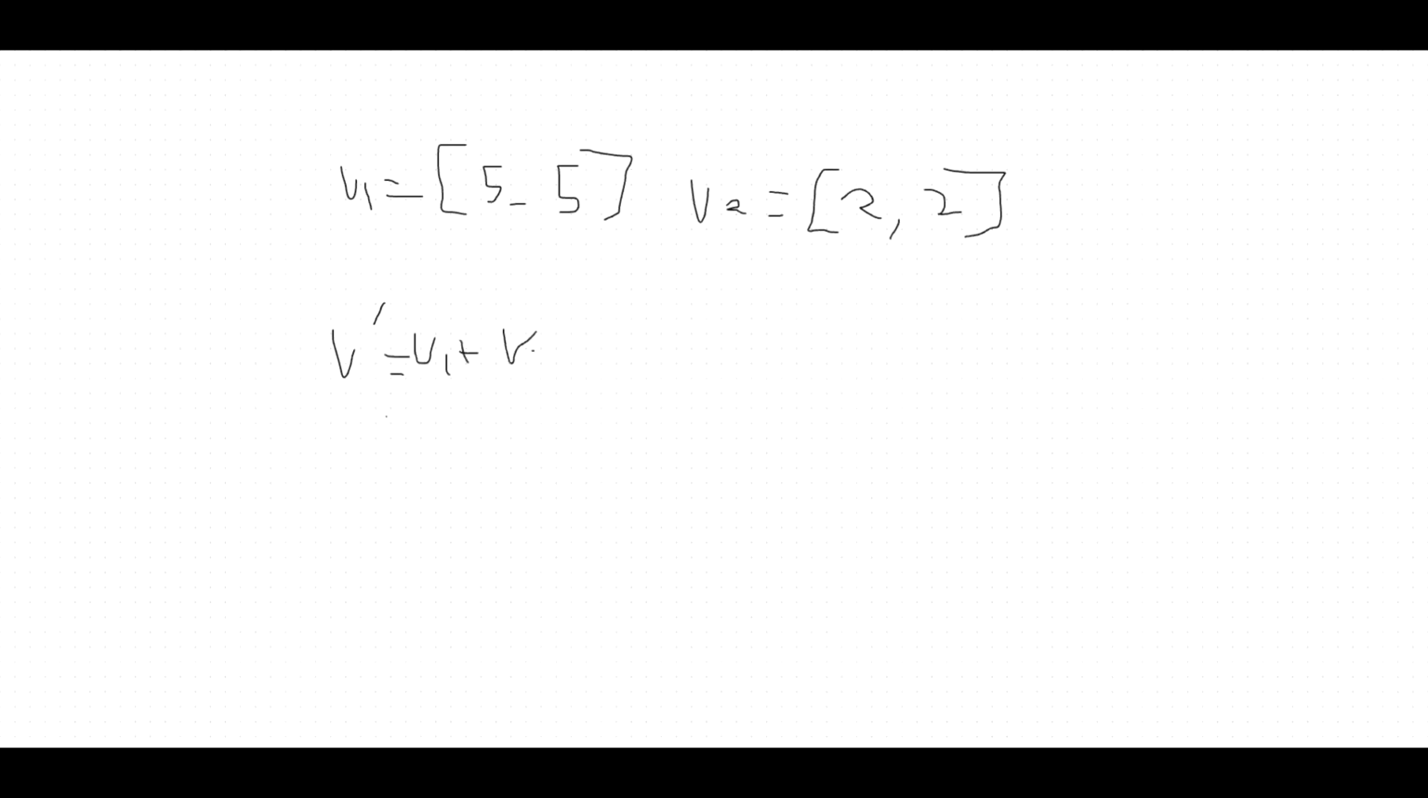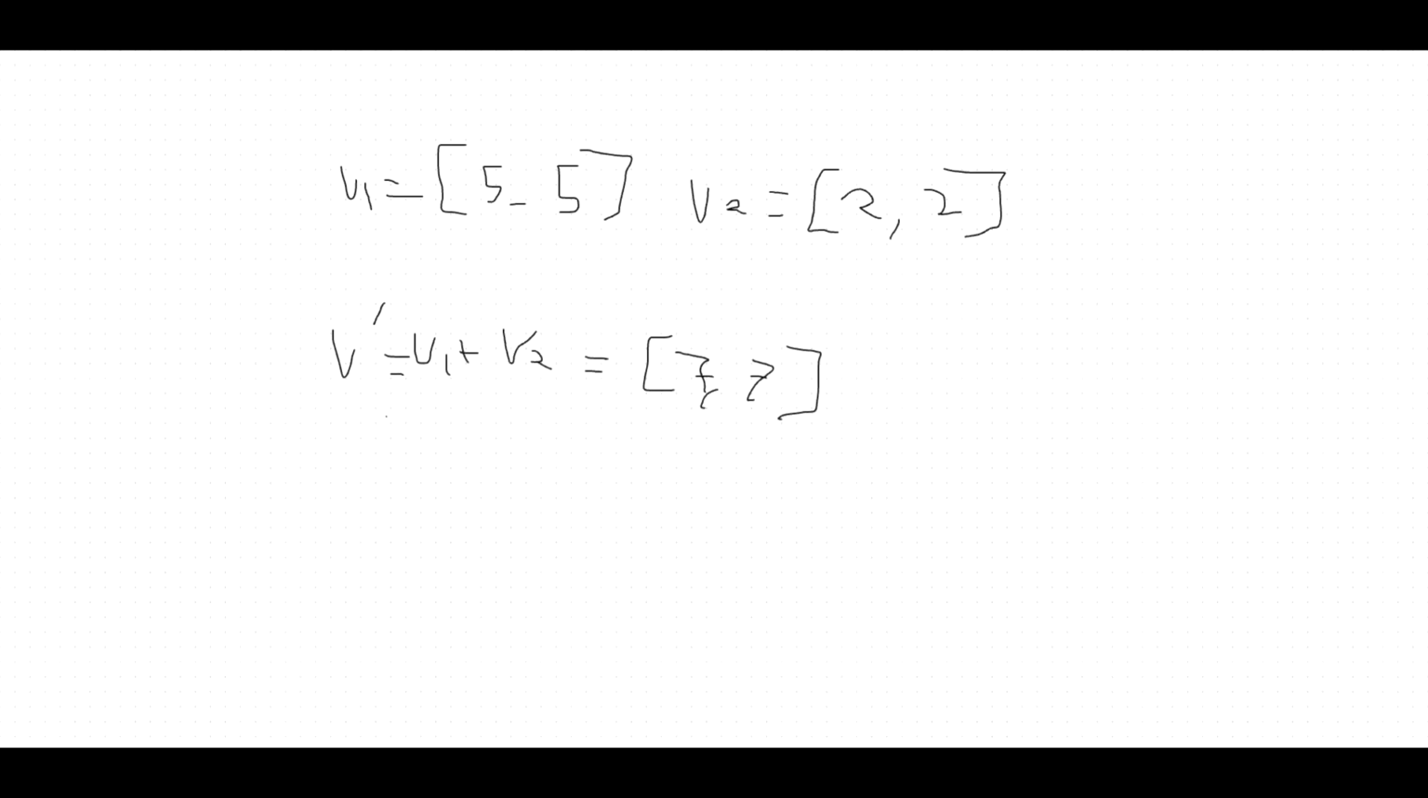So let's say there is v1 as 5 comma 5, and there is v2 as 2 comma 2. If you want to add it, you just add the subsequent places. So 5 plus 2, 5 plus 2. The addition of v1 plus v2 would be 7 comma 7. So this is the addition.